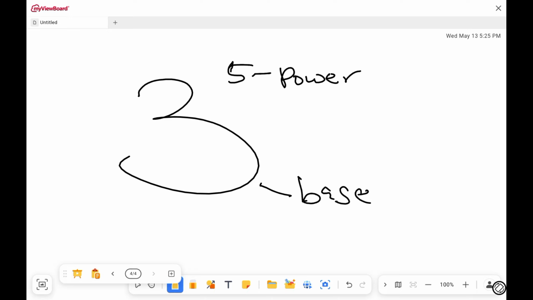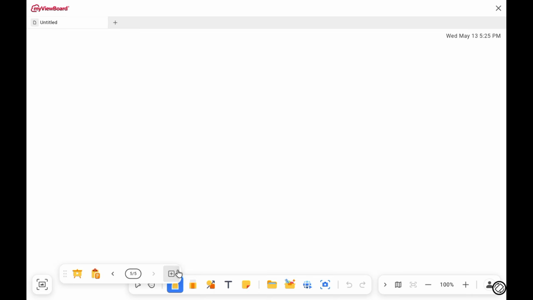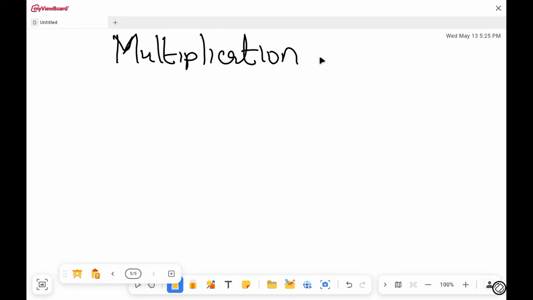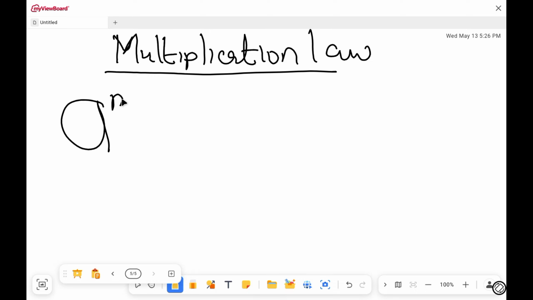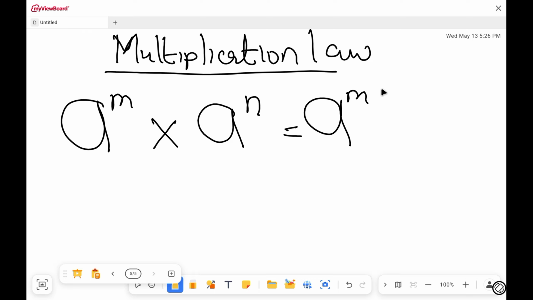So now let's move to laws of indices. The first one we start with is the multiplication law. What does this mean? Look at the formula, look at the rule. If I have a raised to power m times a raised to power n, it is equal to a raised to power m plus n.